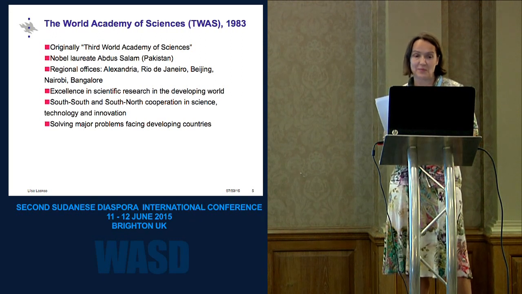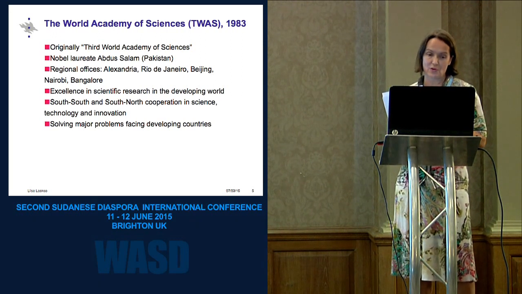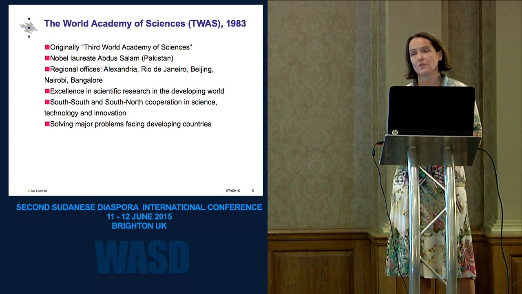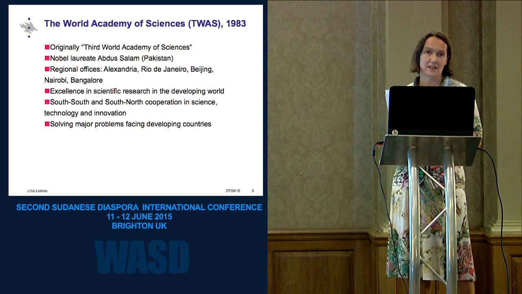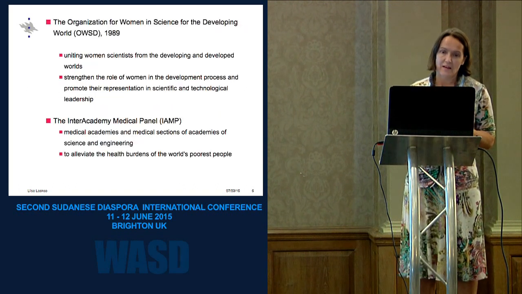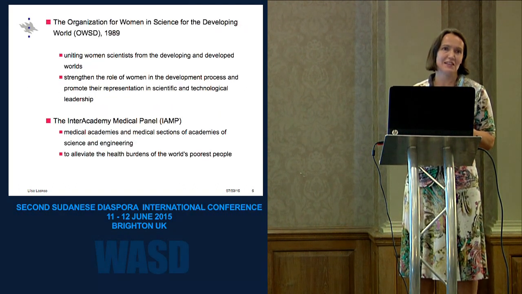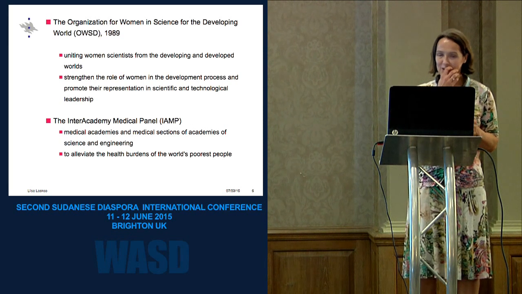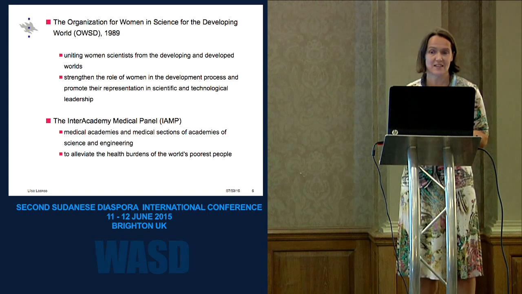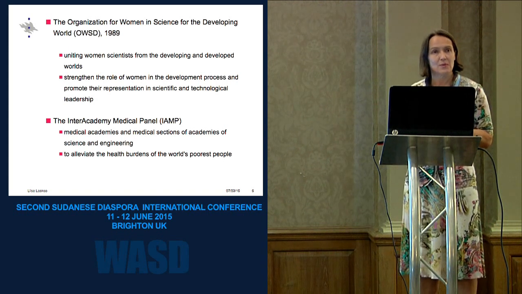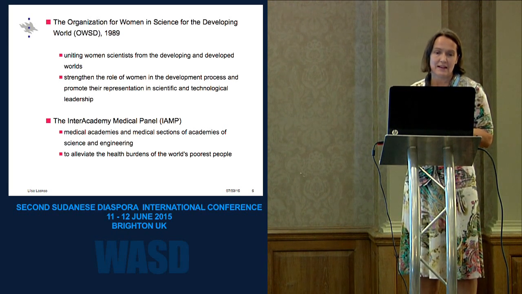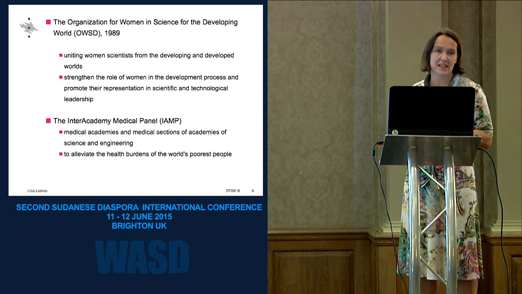And then the third aim is to solve major problems facing developing countries related to poverty, health, etc. There are many other initiatives which could have been mentioned, but I just picked, for instance, the Organization for Women in Science for the Developing World, which is representing similar kind of goals, and Inter-Academy Medical Panel.